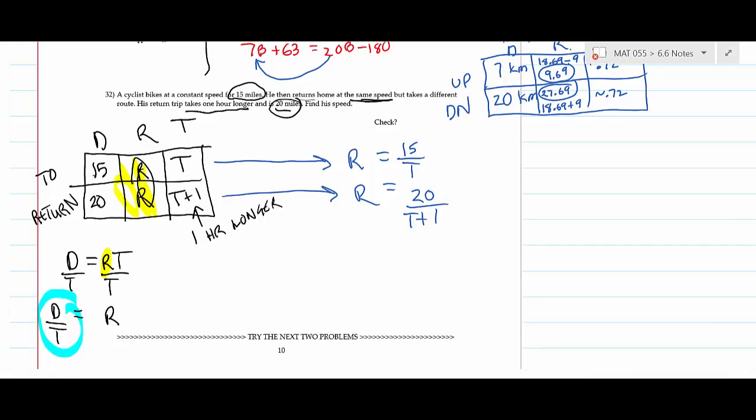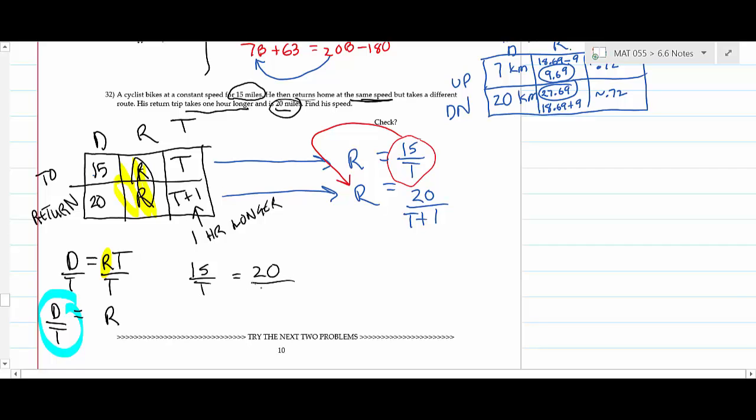These things are equal to each other. So it's kind of like doing a system of equations by substitution. You just set them equal to each other. So what you would have is the equation 15 over T is equal to 20 over T plus 1. Then that is a proportion. You're going to end up with proportions on these problems, so you can just cross multiply to get this figured out. And then that'll give you what T is, and then what we're supposed to do is find the speed, but that will be very easy to do.